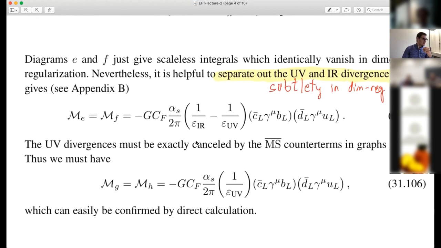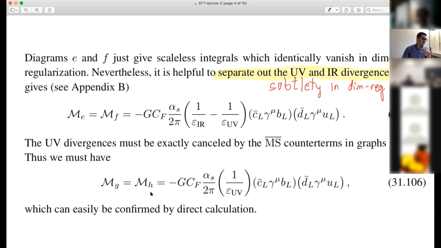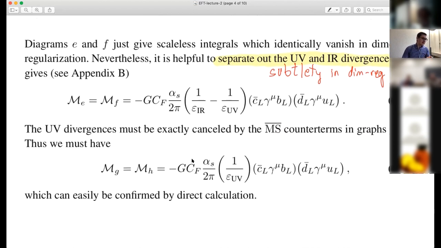So how do you remove the divergence? You have these counterterm diagrams, and you fix the counterterm in the MS-bar scheme. That means just taking some part of the divergence. It's a renormalization scheme, and this is done in equation 3.106.